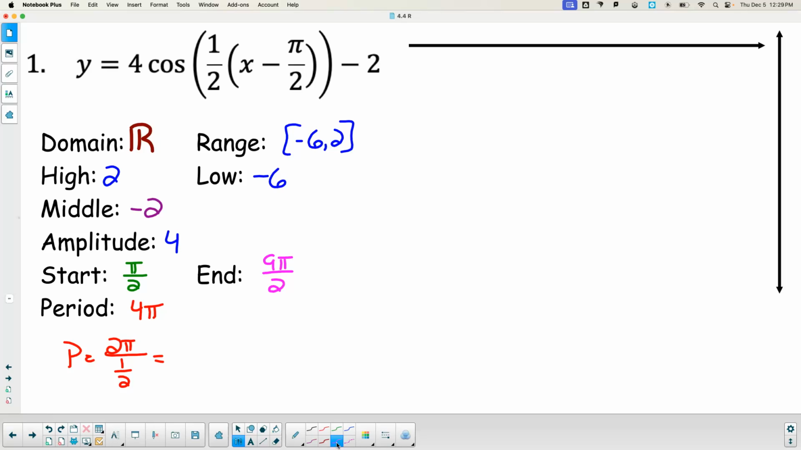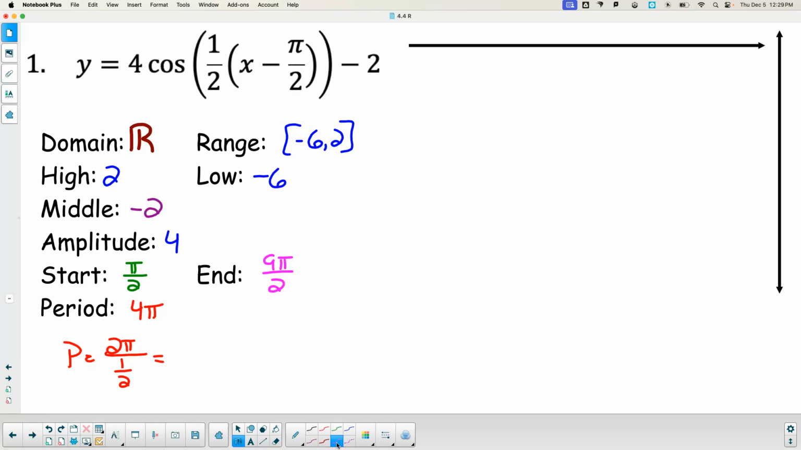Yeah, I have a question. Go ahead. For the high and the low. So you did 4 plus -2 equals the high. But then 4 minus... No, -2 minus 4. Oh, okay. So -2 plus. Add this to this, subtract this from that. Yep.